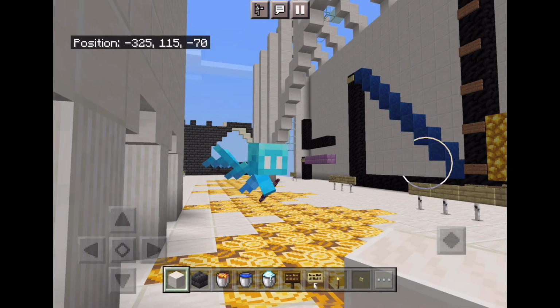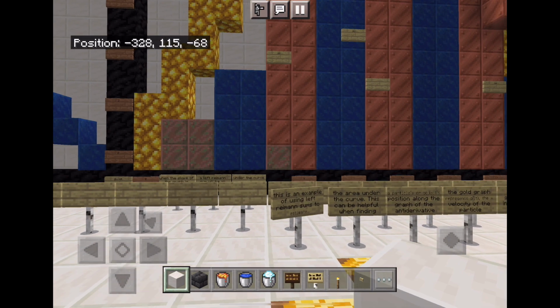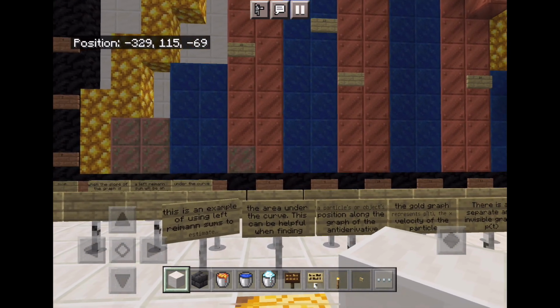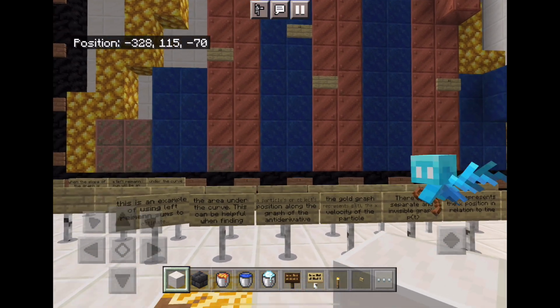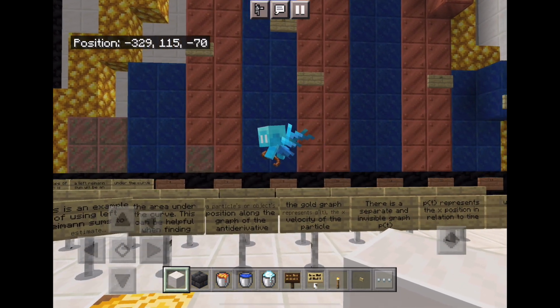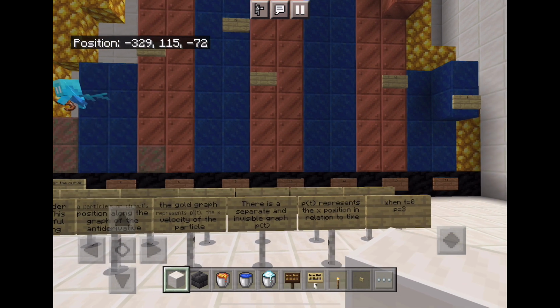The next part was probably my favorite to make because of the little arches at the top. I thought they were pretty. And so this example uses left Riemann sums to estimate the area under the curve. This can be helpful for finding a particle's position along the graph of the antiderivative of this graph.